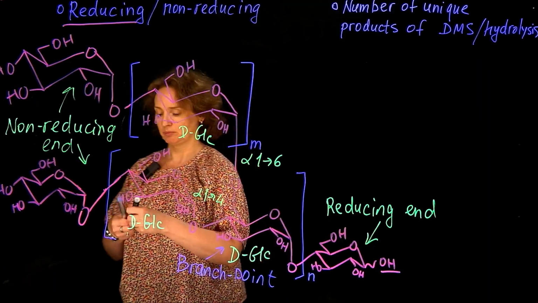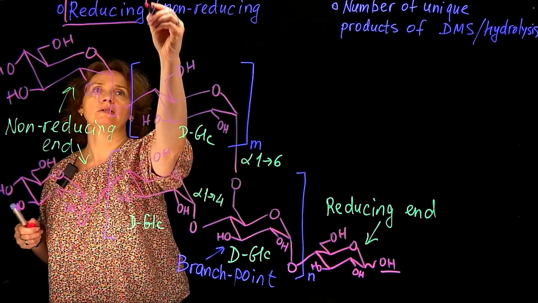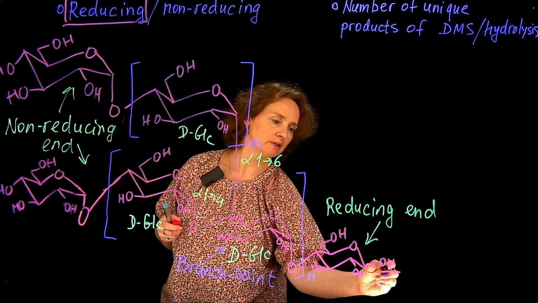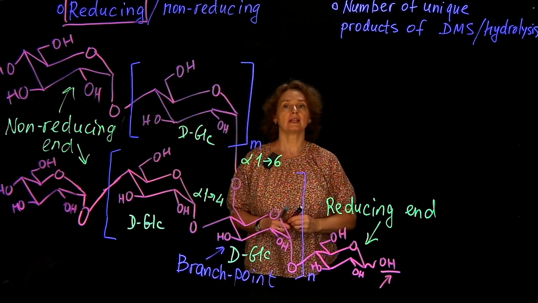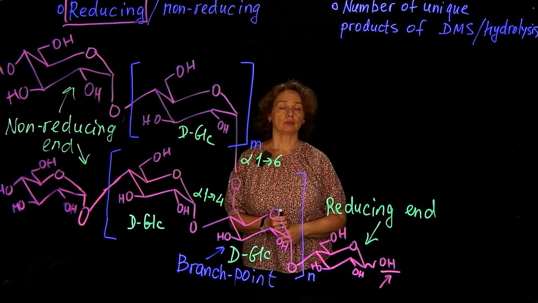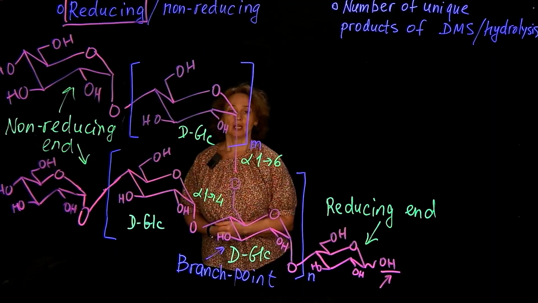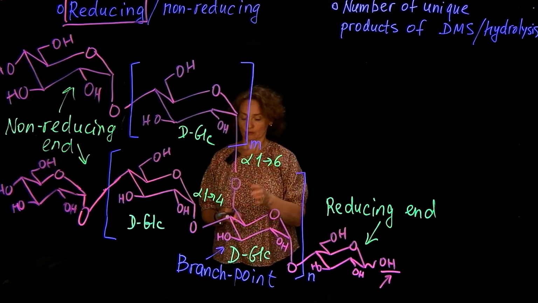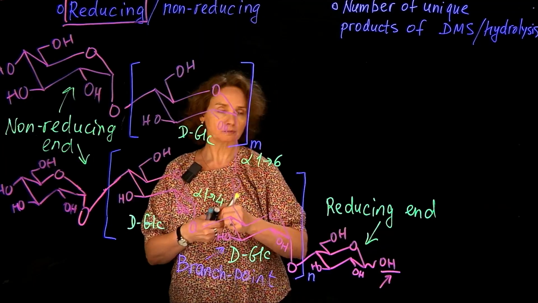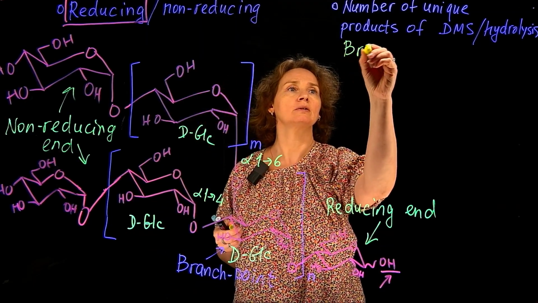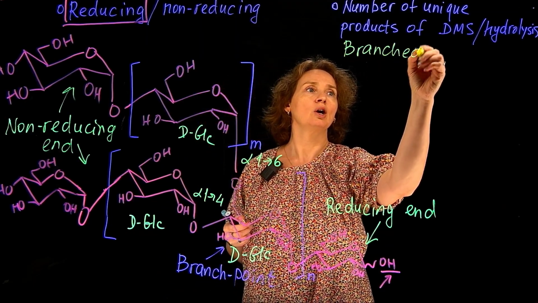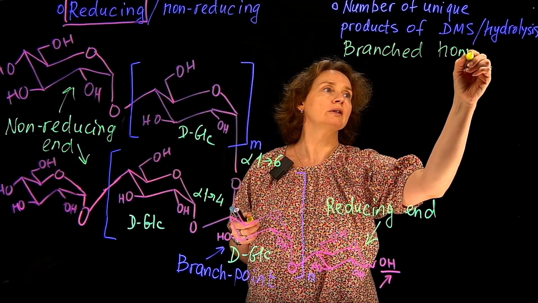So yeah, let me highlight here that this is reducing because of that, right? But now let's answer how many unique products of methylation and hydrolysis we expect to see. And so this is our branched homopolysaccharide.